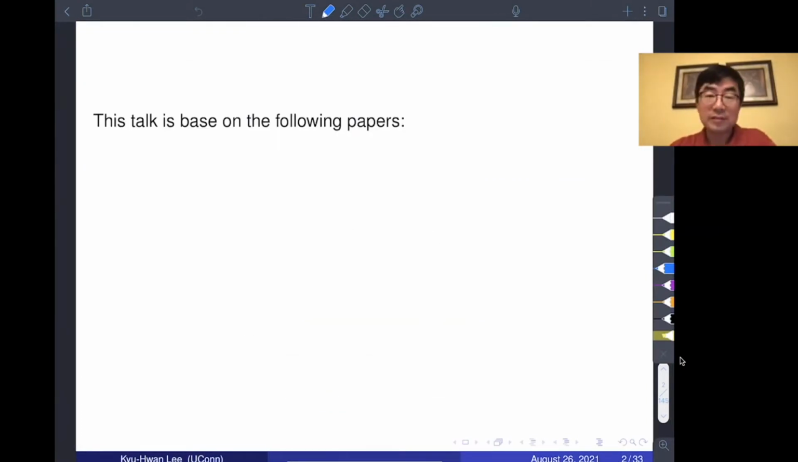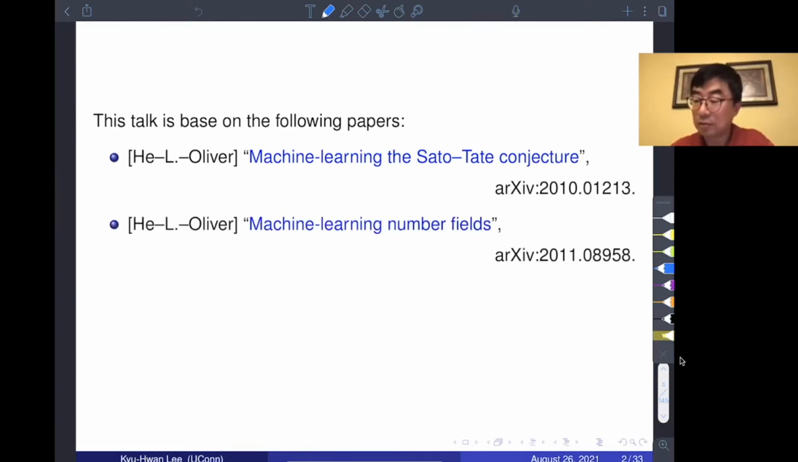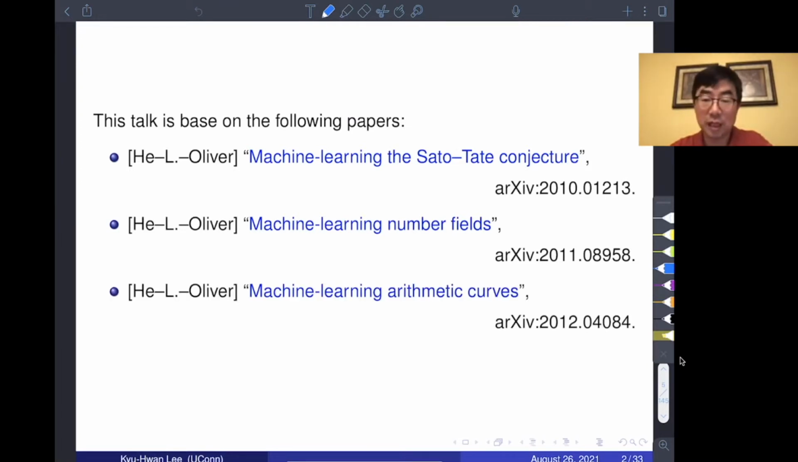This talk is based on the following papers. There's a typo. The first paper is this paper. It's on the arXiv: machine learning the Sato-Tate conjecture, machine learning number fields. That's the second paper. The third paper was machine learning arithmetic curves. These three papers are on the arXiv, and this talk will be based on these papers. All of these are collaborations with Yang and Tom.